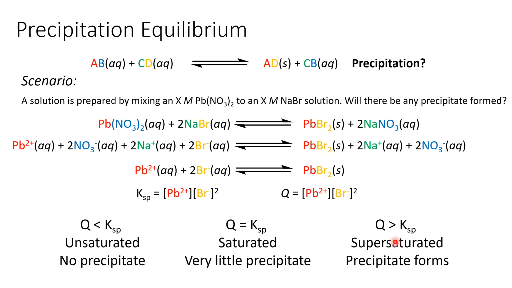Now, if Q is greater than KSP, what does that tell you? That tells you you have way too many ions floating around, right? And you're way off the equilibrium. If this is way too high of a concentration, and K wants to stay constant, if you want to maintain equilibrium, having too many ions is going to drive the formation of more solid, right? To keep K constant, these have to be certain concentrations. So you're driving the formation of solid, which means precipitate definitely forms when Q is greater than KSP.